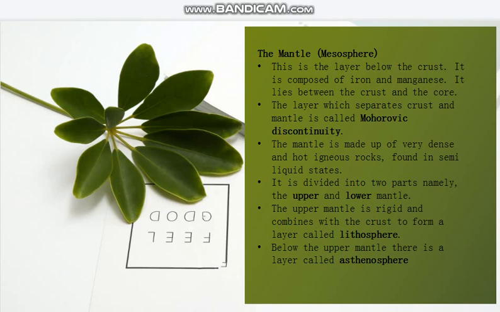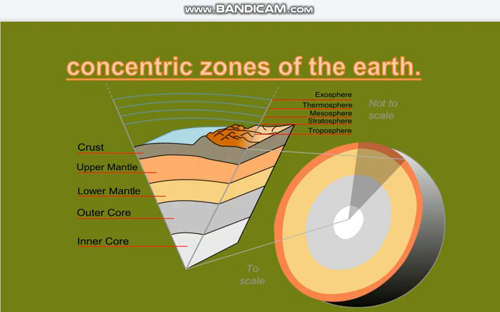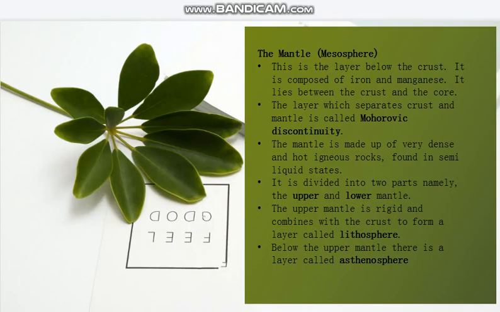It lies between the crust and the core. So this is the in-between layer between the crust and the core. The layer which separates the crust and the mantle is called the Mohorovičić discontinuity. If we look at the diagram, the layer between the upper mantle and the crust is called the Mohorovičić discontinuity.